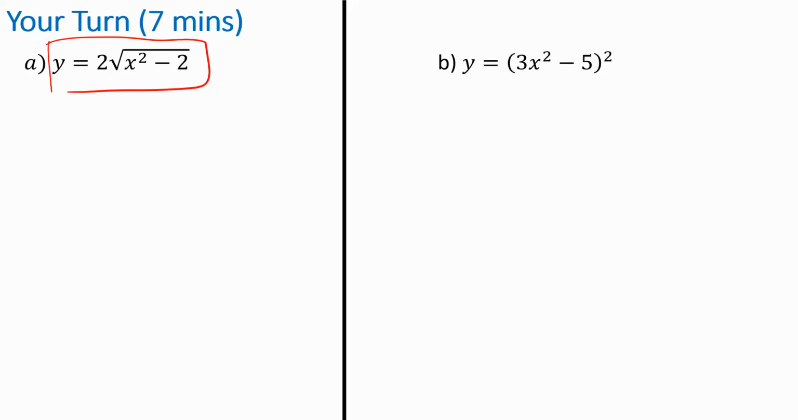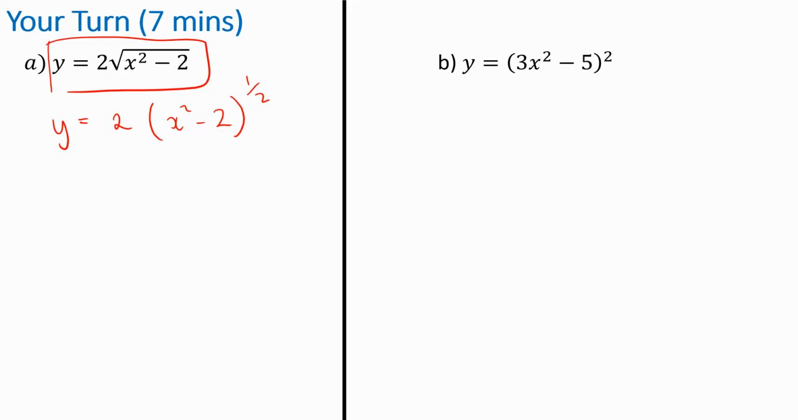Now, square root is the power of half. So another way of writing this is y equals 2 multiplied by x squared minus 2, to the power of half. What is the issue? What's the problem? How do I simplify the problem using chain rule? What would I replace? X squared minus 2. Good. X squared minus 2, you're going to replace that with u.